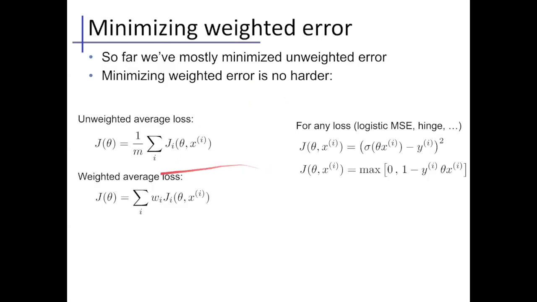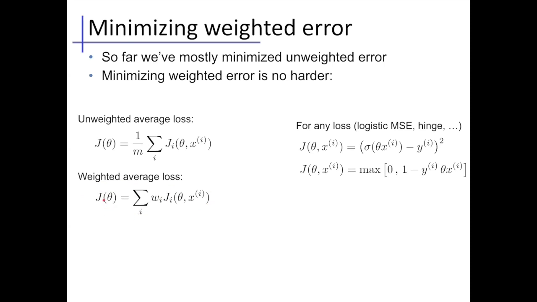Once you have the loss function, you can learn the parameters using exactly the same methodology we talked about before, because these weights are now fixed. They are not parameters, they are just fixed constants. So what we're going to do is recalculate the gradient of this new loss function with respect to the parameters, and then learn the parameters based on this weighted average loss.